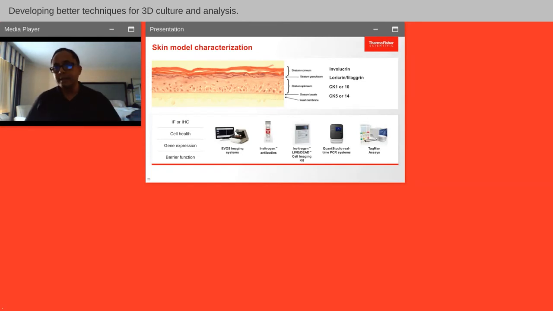And this picture is shown in the app note here. As you can see, if you take a cross section of the skin, you can see the different skin layers that have been differentiated, and you could probe for these by looking at immunofluorescence, immunohistochemistry, or gene expression for different cell markers, the cytokeratins, loricrin, or involucrin, just to show different ways of highlighting the different layers that have been produced. You could also look at cell health by looking at live/dead cell stains, and these all could be imaged utilizing our EVOS imaging systems, or gene expression through our QuantStudio real-time PCR systems.